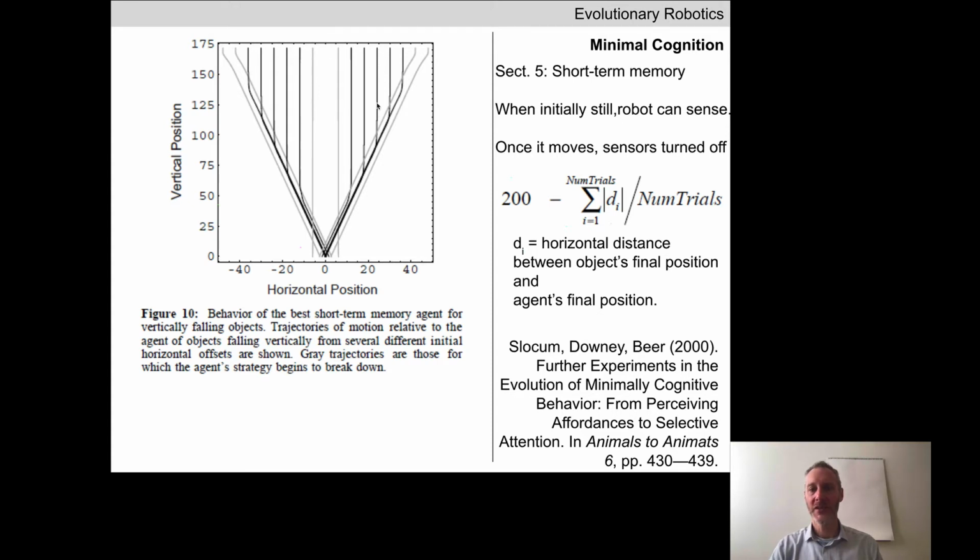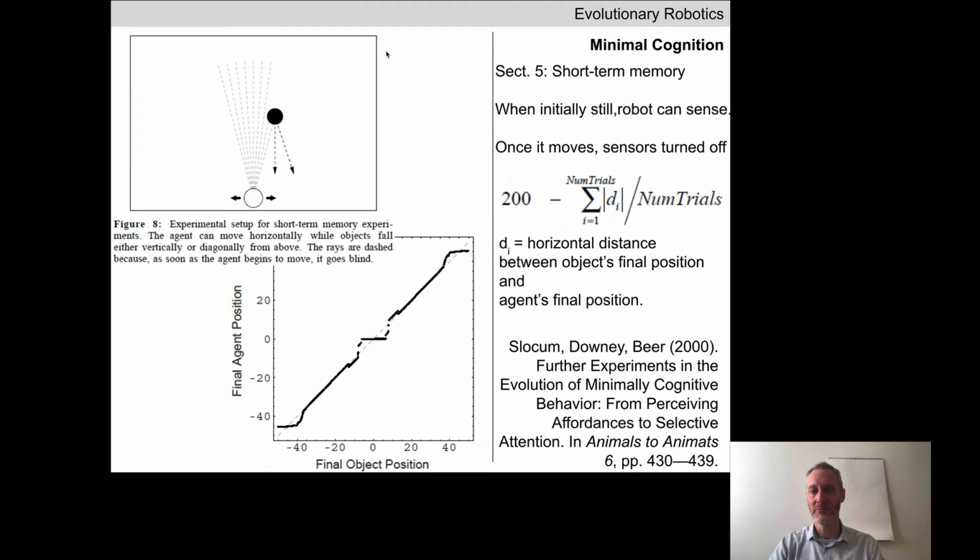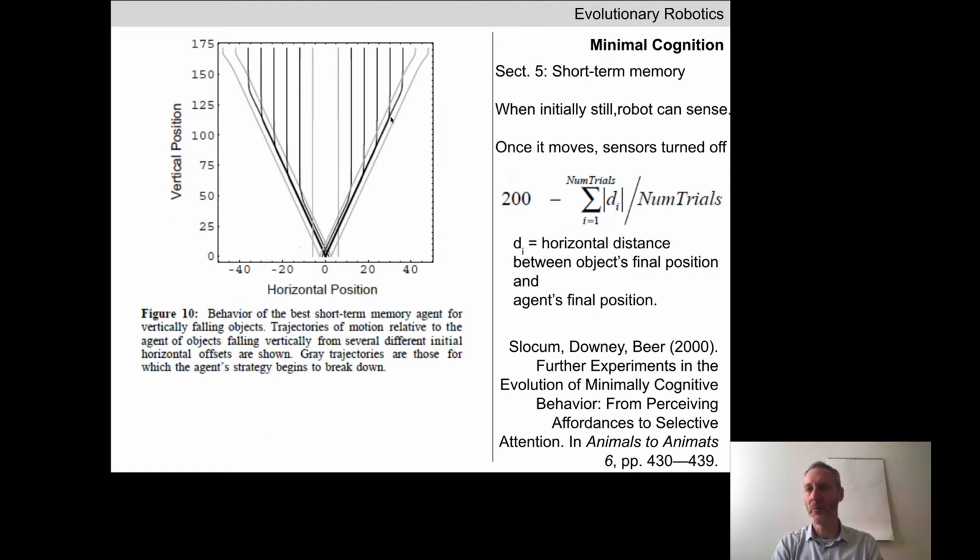If the line remains vertical, that means that after we have dropped the object from the top of the screen, the horizontal position is not changing as the object is falling. The vertical axis is the vertical position of the black circle. What does this vertical piece tell us? What is the robot doing? It's not doing anything, right? It's not moving. What do the diagonal lines tell us?